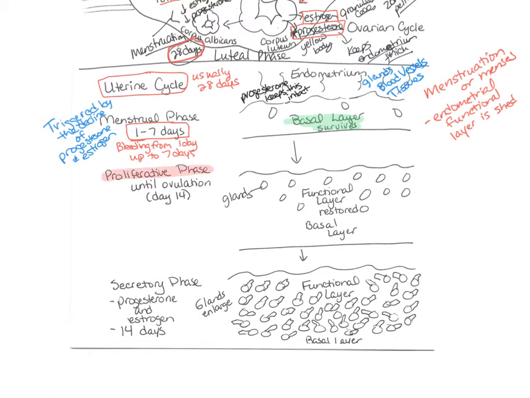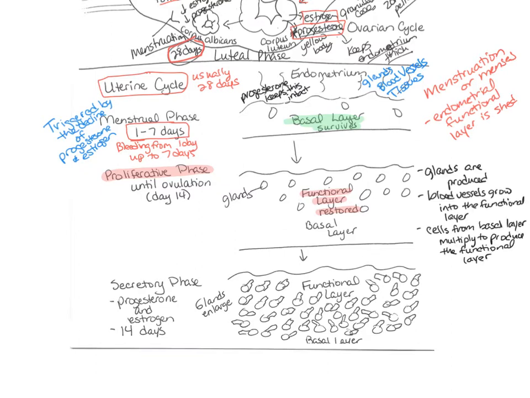During the proliferative phase, the functional layer is restored in the endometrium. Glands are produced, blood is supplied to the area, and the cells of the tissue proliferate and multiply. The endometrial layer gets thicker. This phase corresponds to the follicular phase of the ovary.